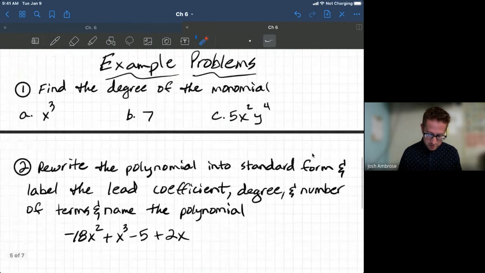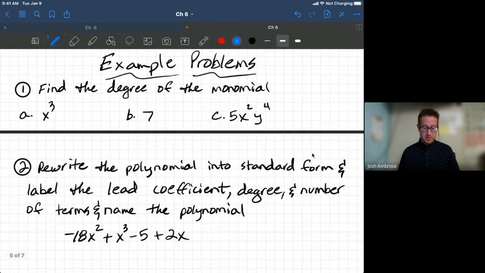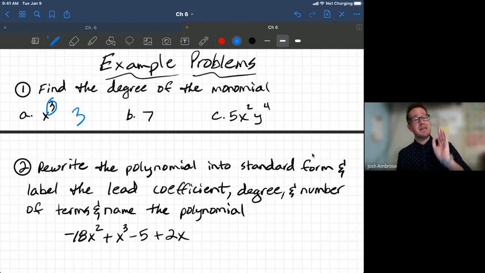We are starting with just find the degree of the monomial. So we're looking at one term. What's the degree? For A, that's pretty simple. We're just looking at this guy right here. So the degree of A is 3. That's it. There's one term. Look at the exponent. What is it? And by the way, when you look at the exponent, it's the exponent with the variables.